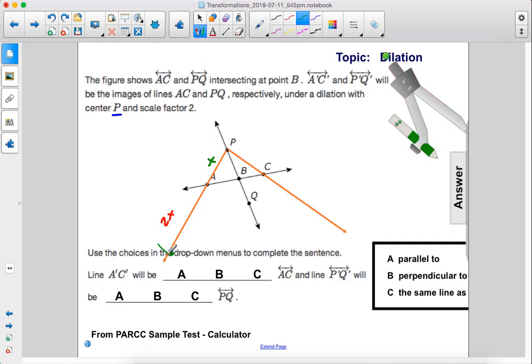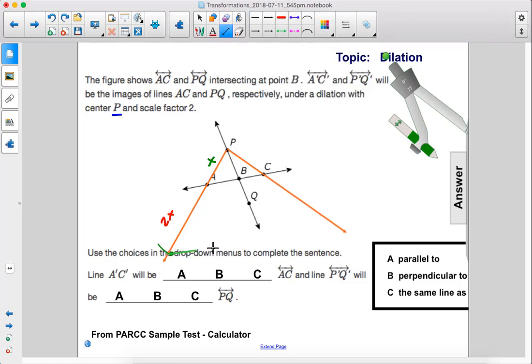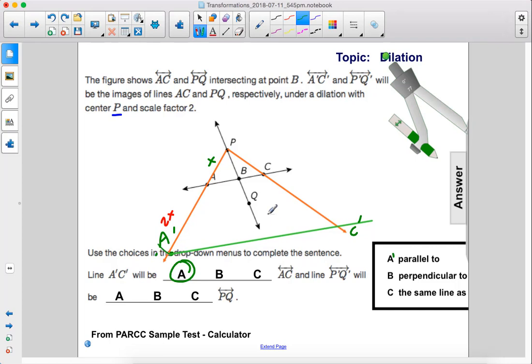We have our point here, and we'll just draw a line that is parallel to this line. So it's going to look like about like that, just eyeballing it. So this is A prime and C prime. Line A prime C prime will be parallel to line AC. However, then we have line P prime Q prime.